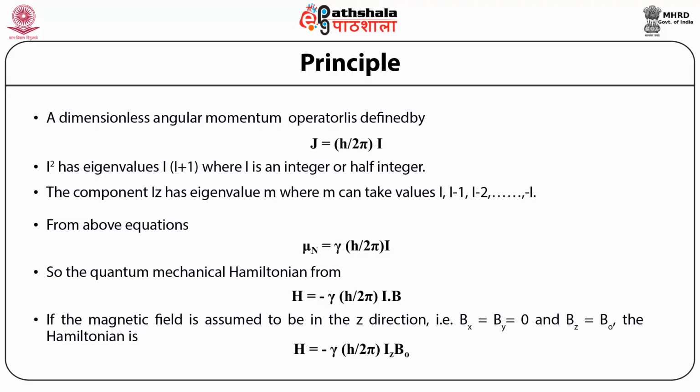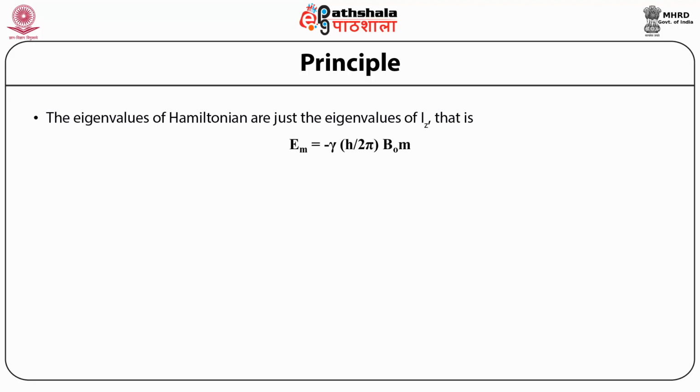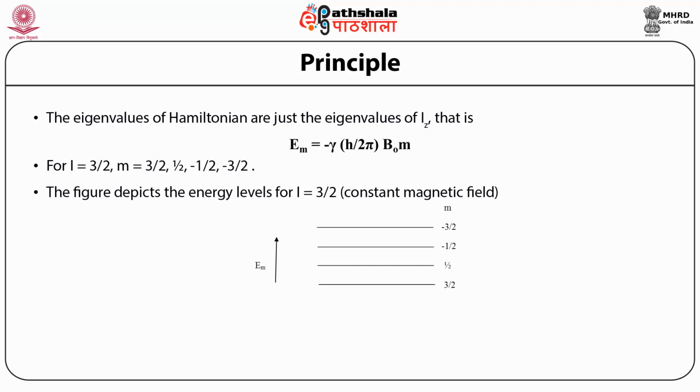If the magnetic field is assumed to be in the z direction, where we can take Bx is equal to By is equal to 0 and Bz is equal to B0, the Hamiltonian is replaced by H is equal to minus gamma h cross Iz B0. The eigenvalues of the Hamiltonian are just the eigenvalues of Iz, so that Em is written as minus gamma h cross B0 m. And for I is equal to 3 by 2, m can take the values 3 by 2, 1 by 2, minus 1 by 2 and minus 3 by 2. The figure depicts the energy levels for I is equal to 3 by 2 in a corresponding magnetic field. The separation between levels is delta E is equal to gamma h cross B0.